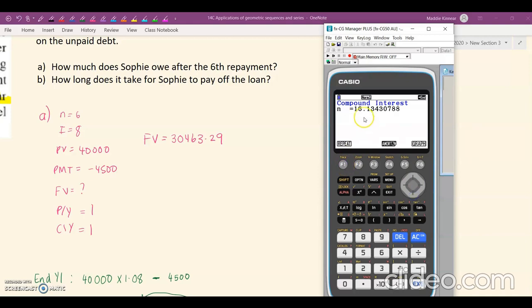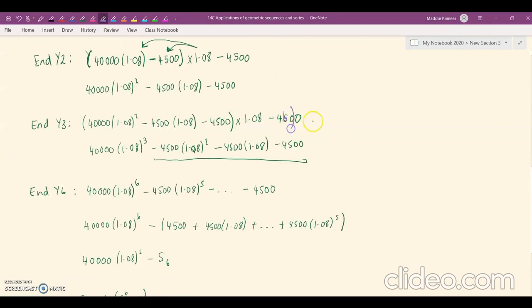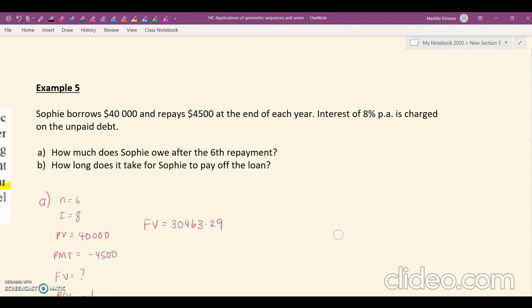I solve for n, and we can see this is saying it takes 16.13, and this is in years, that's the time period we're working on. So for part B, let's write it over here, we can see that n is going to be approximately 16.13 years, so therefore it will take 17 years to repay the loan under these terms.